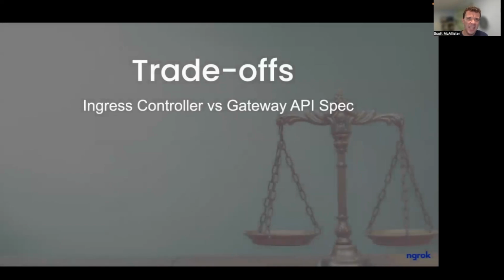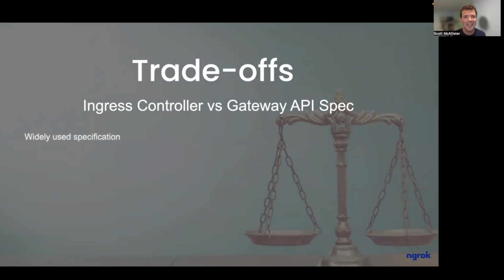So one of the big trade-offs that we looked into and discussed a lot was, do we make an Ingress controller or do we go with the next standard? The next standard inside of Kubernetes Ingress is something called the Gateway API spec. And the Gateway API spec is essentially a role-oriented API, and it is the standard going forward. However, there's a few reasons why we decided to go with an Ingress controller.